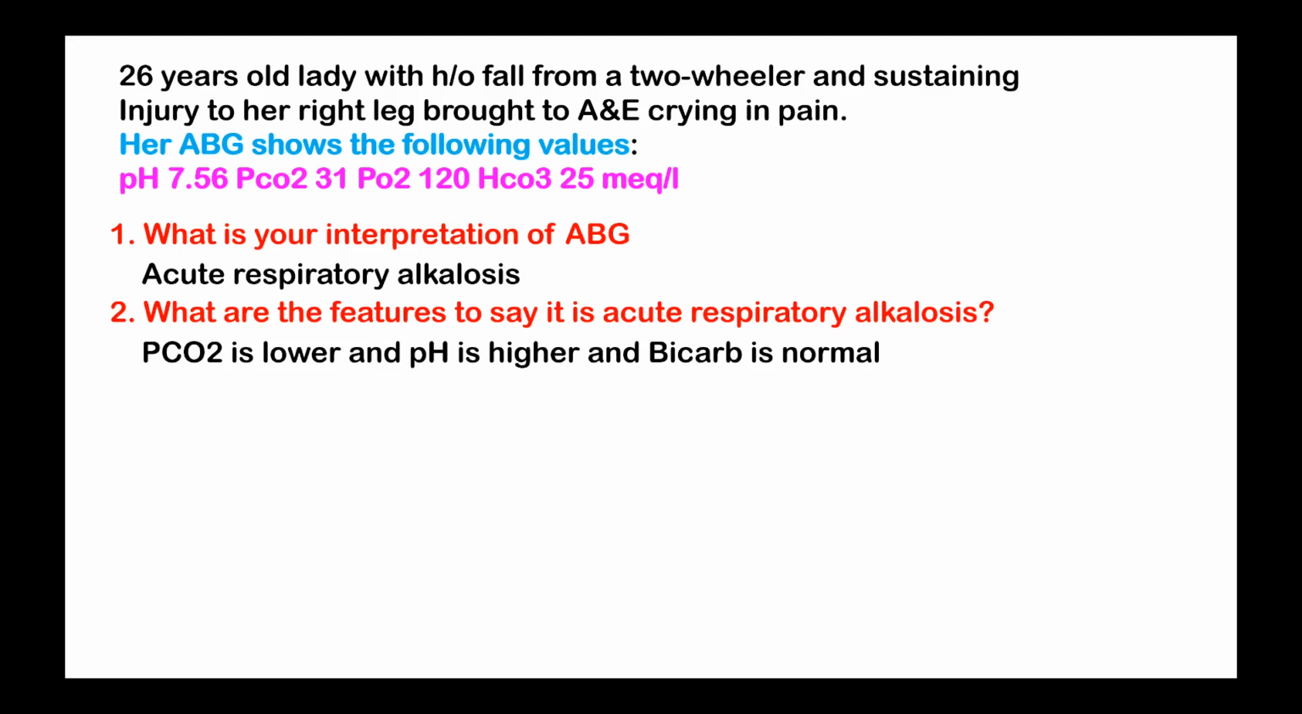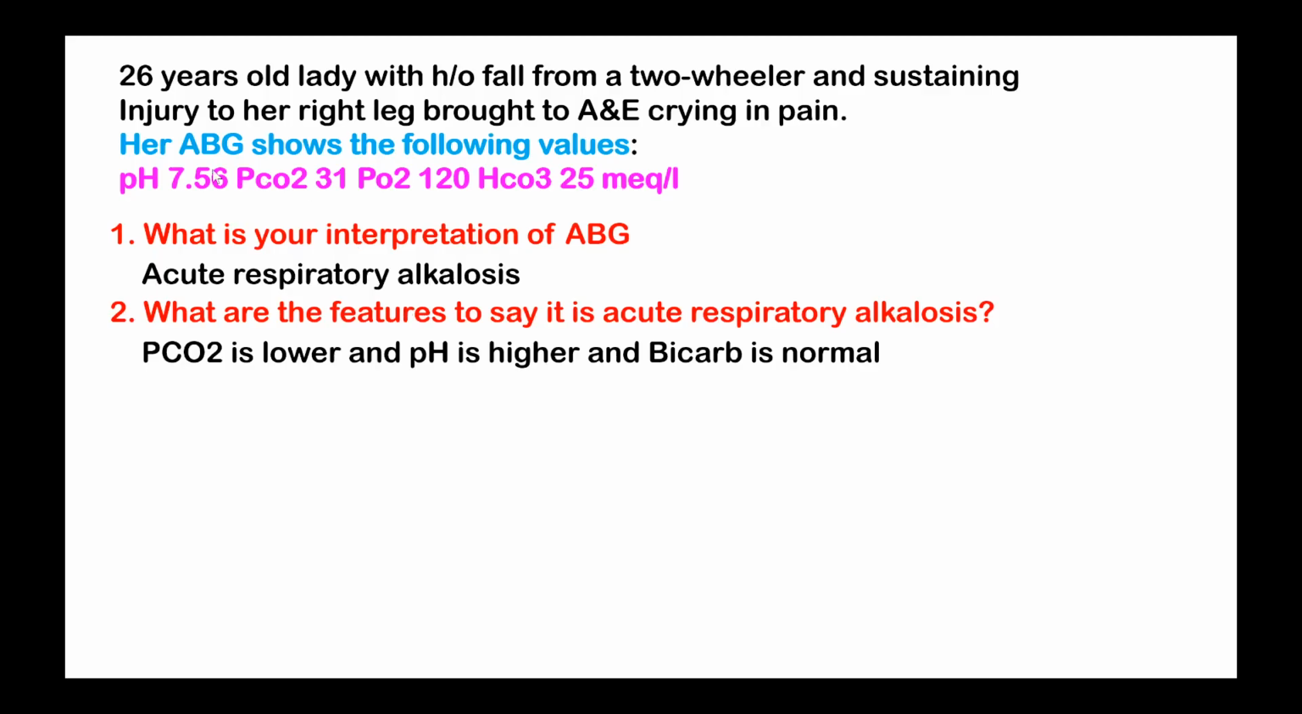pH will come to normal level. There will be compensation. pH will be normalized. And PCO2 will still be low to say it is respiratory alkalosis. And bicarb will be reduced, as it is secreted by the kidney. Okay? That is the time when bicarbonate will come down. So that is how the compensation takes place.